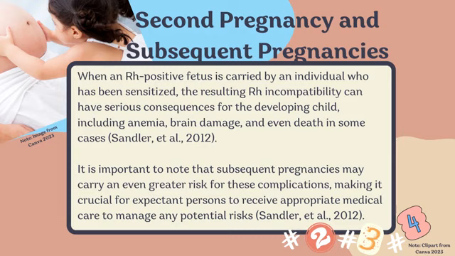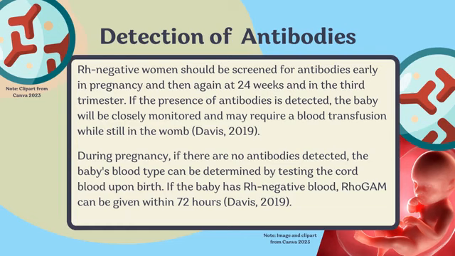So the next question is, well, how do I prevent this from happening, right? There are a few steps to this, and we have to peel back the layers. So the first thing is we want to determine if you have been exposed to the Rh factor. And the way that we can do that is by drawing your blood early in pregnancy to determine if there are antibodies. If no antibodies are present, blood draw would happen again at around 24 weeks and potentially multiple times in the third trimester to ensure that no antibodies have developed.